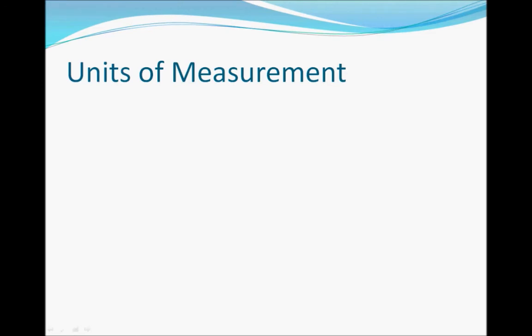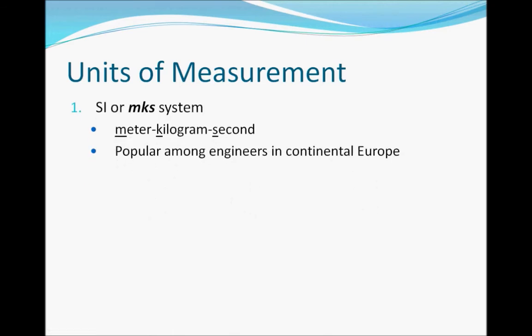Now, first of all, there are countless systems of measurement in the world used by different people for different purposes. However, in the world of engineering, there are two main systems. There is the SI, which stands for Système International. That's a newer system originating in France. It's now becoming more and more popular across the world. It's also sometimes called the MKS system, and that is an abbreviation for meters, kilograms, and seconds.